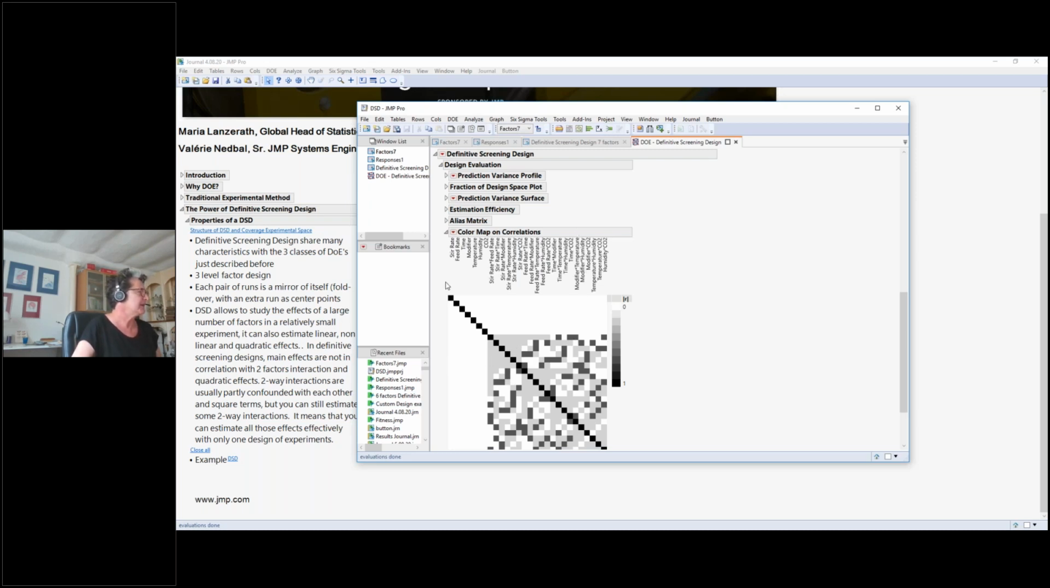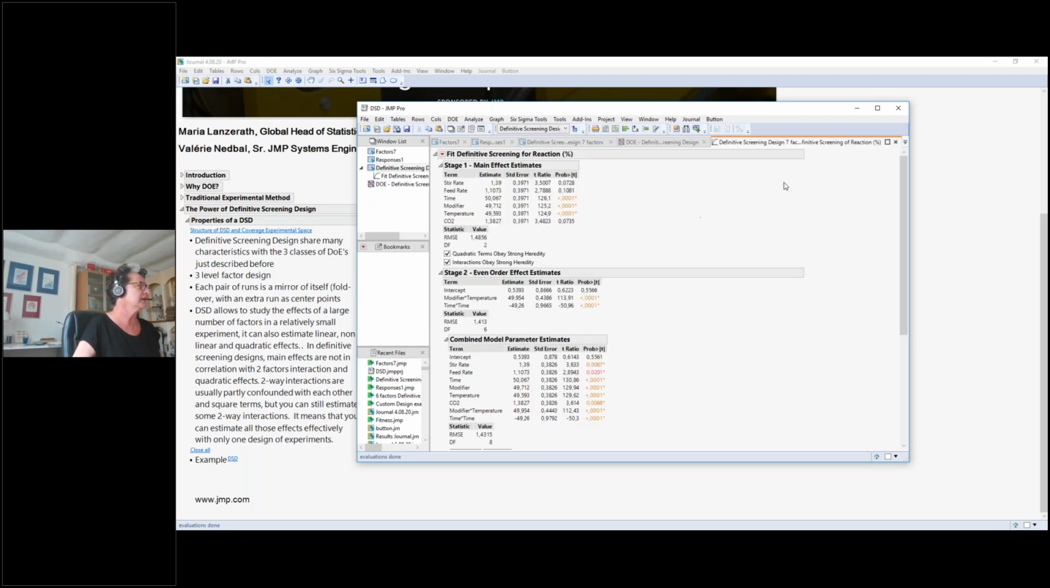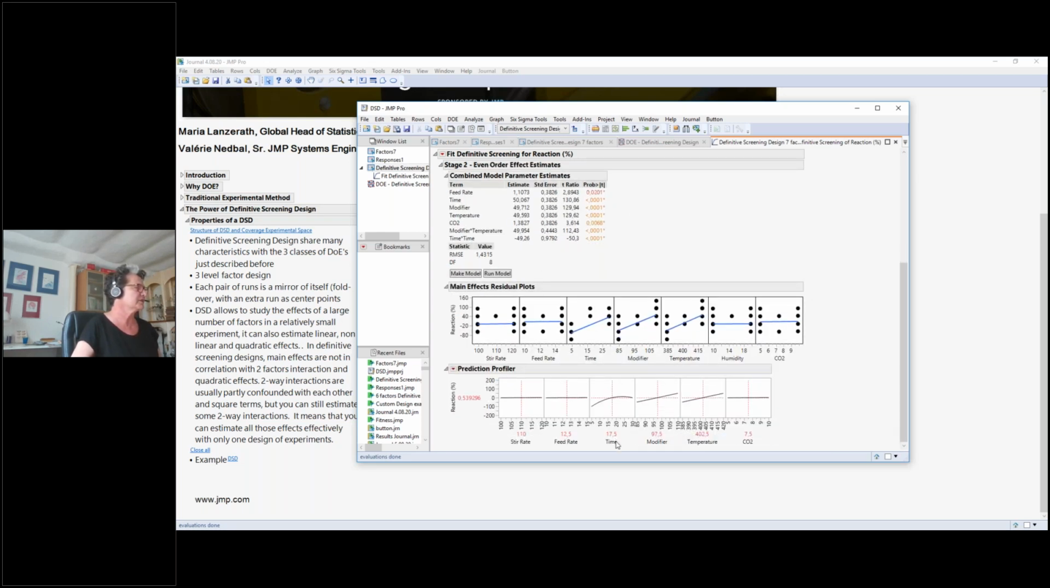So we have run this experiment, and let's see what we can find. What would be, if you build now the model, once you have run all those different experimentation, you can fit your definitive screening design, and then you will find your main effects and also the second order effects estimation, if they are significant or not. And you can already see that from the 7 different terms, only 3 are significant, like time, modifier, and temperature.